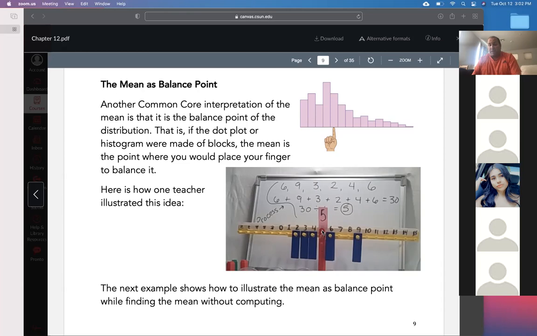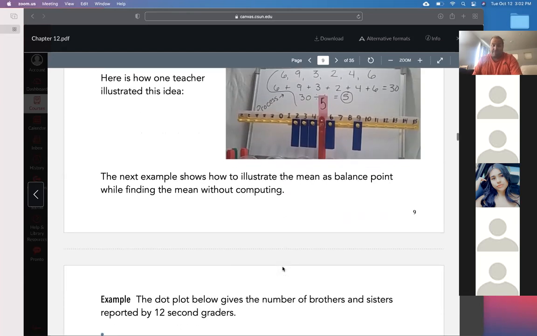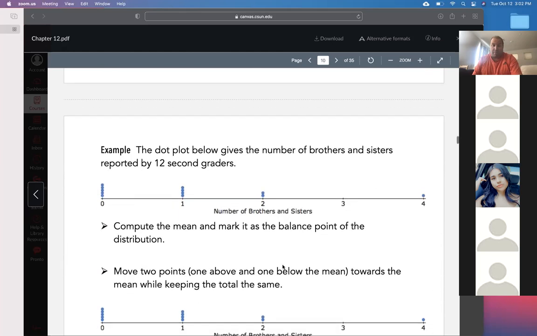And then when you actually do the math, 6 plus 9 is 15, plus 3 is 18, plus 2 is 20, plus 4 is 24, plus another 6 is 30. And if you divide that by the number of objects, there's 6 of them, you do in fact get 5. Pretty cool. Make sense? Yep.